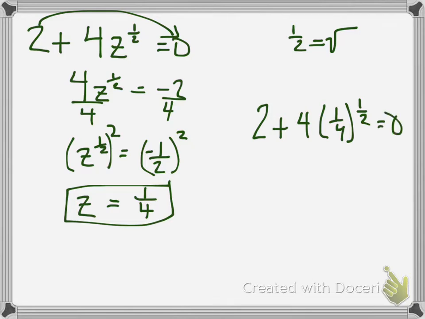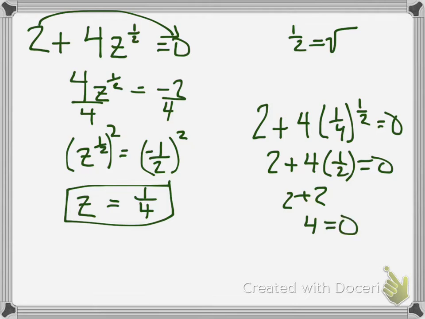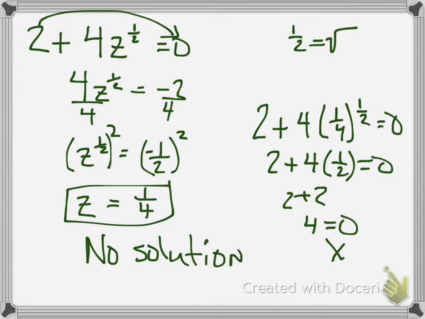Well, 1/4 raised to the 1/2 power, which basically means square root, would give me 1/2. 1/2 of 4 is 2, and now I have 2 plus 2, which is 4, which doesn't equal 0. So that does not work. You can double check your work. Everything is right, but focus on that negative: this is one of those where you have to double check your work, and even though you solved it correctly, there was no answer, so this one is no solution. You did it right, it's just that the actual answer doesn't work.